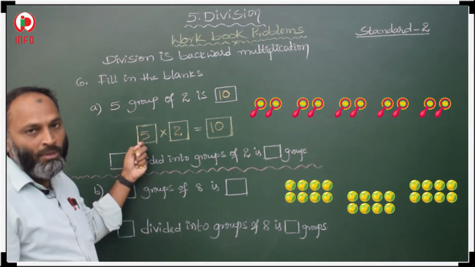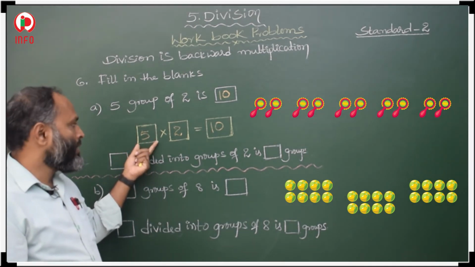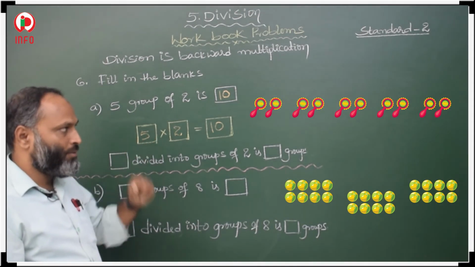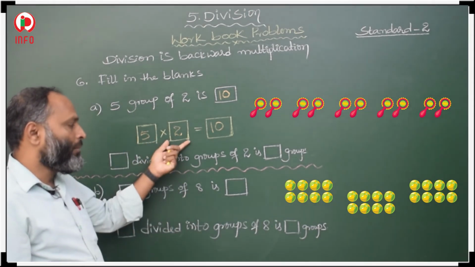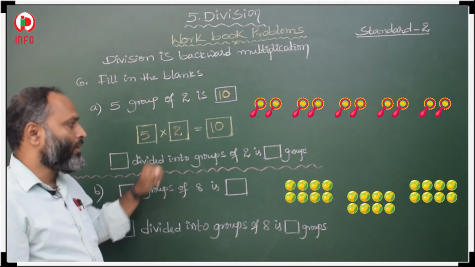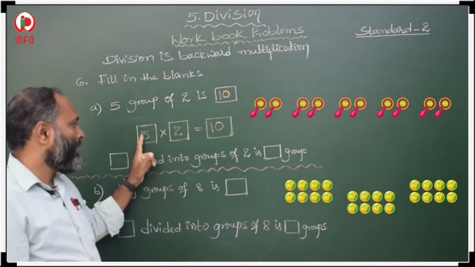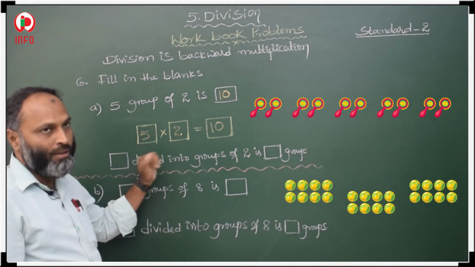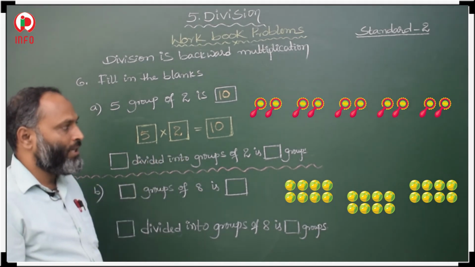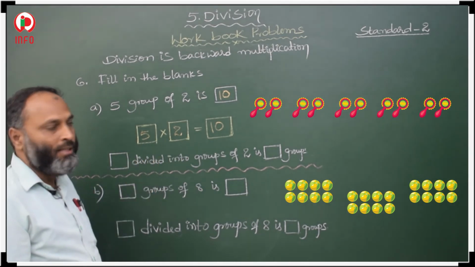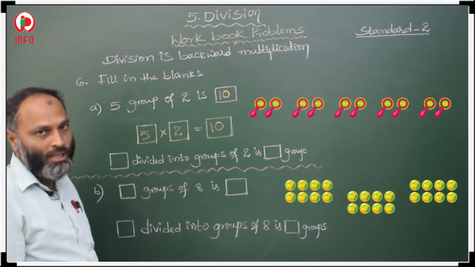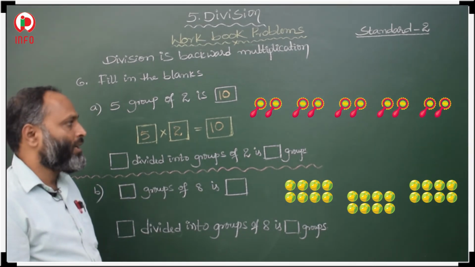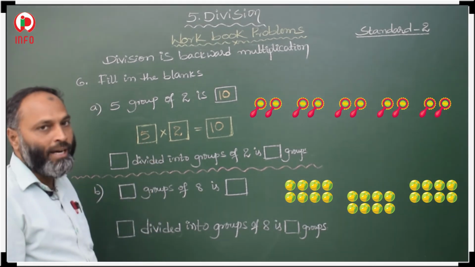This is the multiplication fact. Total how many groups? 5 groups of toys. Then how many toys in each group? 2 toys. Then if we take 5 into 2, if 5 is multiplied with 2, then what is our answer? 10. Total 10 toys. So in this way we have to represent it in multiplication form. It is called a multiplication fact.